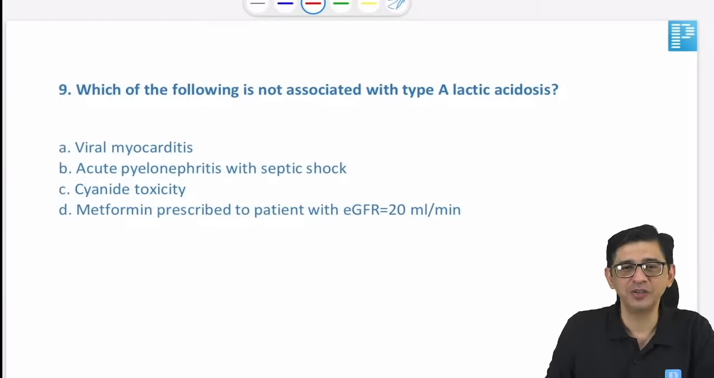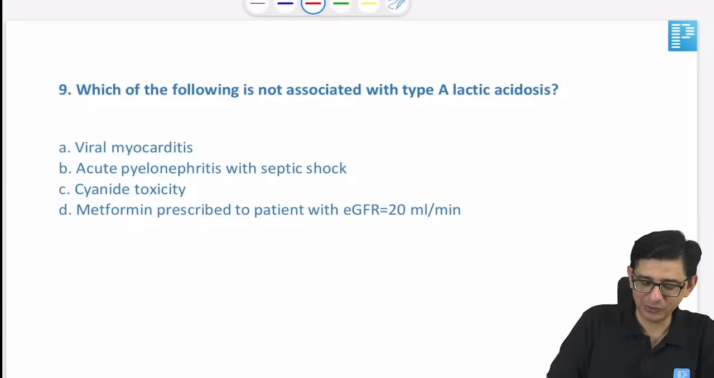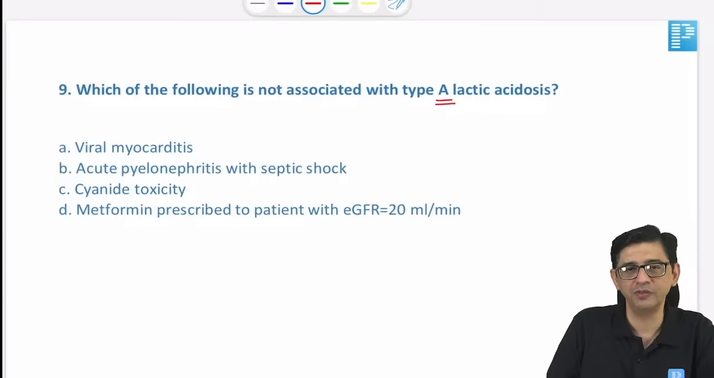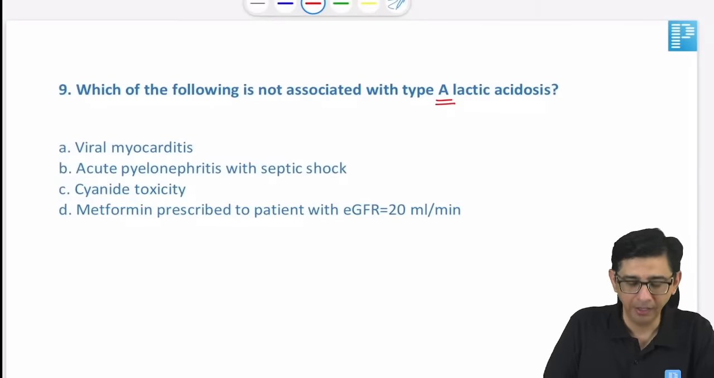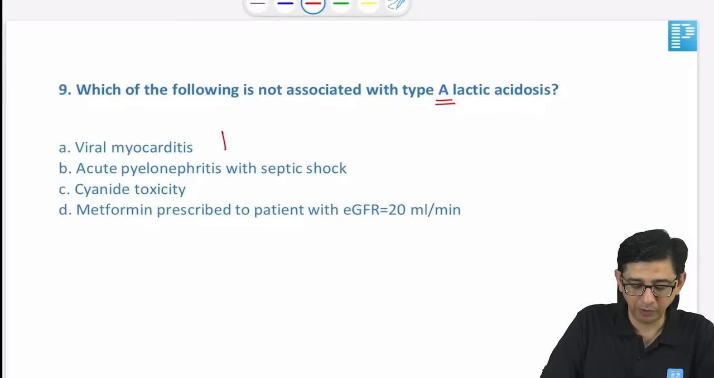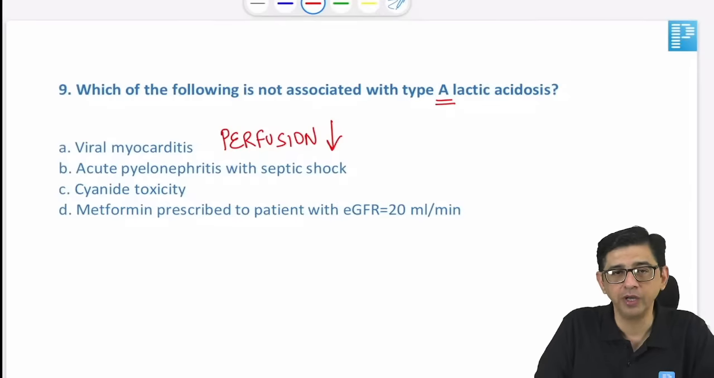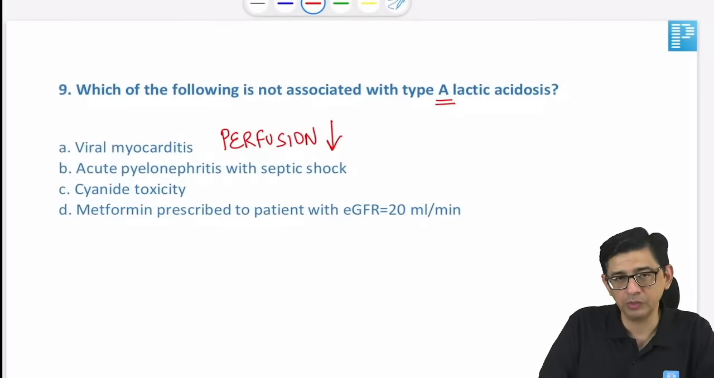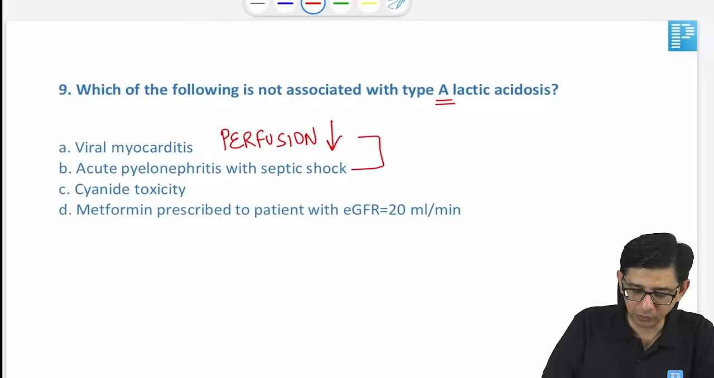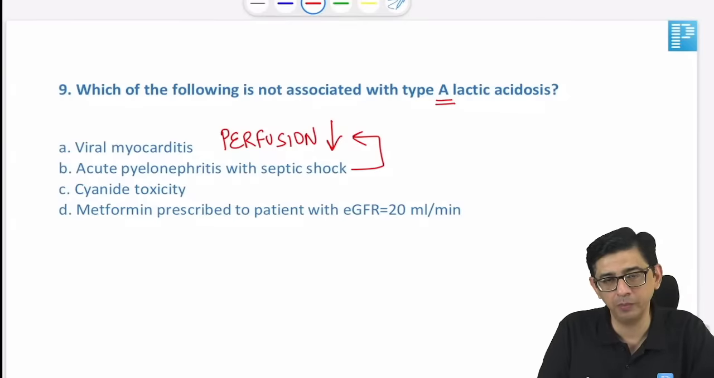Which of the following is not associated with type A lactic acidosis? So type A lactic acidosis is always associated with circulatory failure, like in viral myocarditis, because the heart will be failing. So perfusion of tissues will be less. And if perfusion of the tissues is less, then lactic acid will be produced. Same is the case with septic shock also. Shock means perfusion of the tissues is less and lactic acid will be produced.